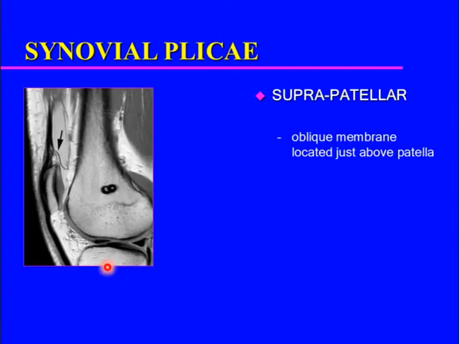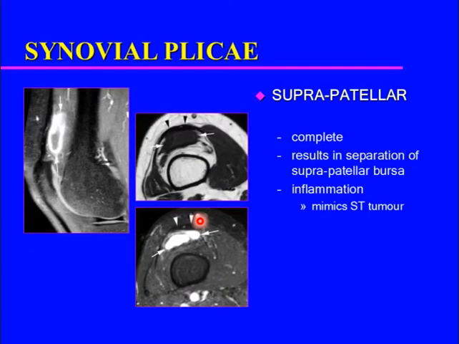Also, there is suprapatellar plaque, like this one, which is an oblique membrane located just above the patella. I'm sure we will see this a lot of times. The suprapatellar plaque can be complete, resulting in separation of the suprapatellar bursa, or sometimes an inflammation may mimic a soft tissue tumor.